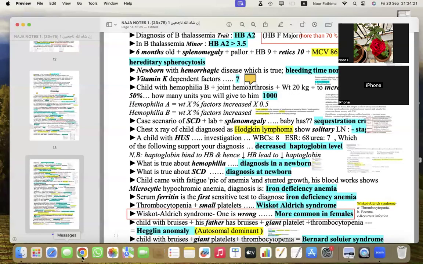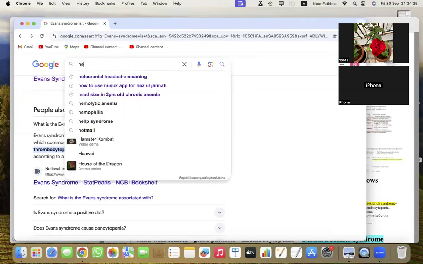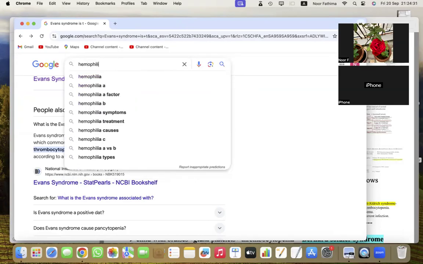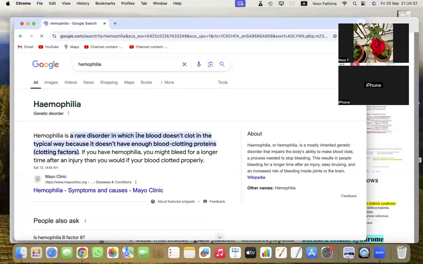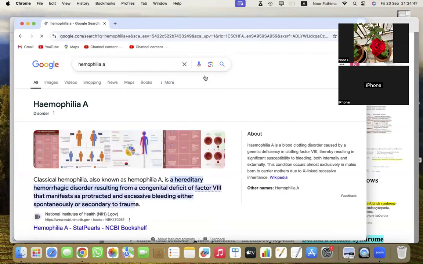So let's check about hemophilia A. Classical hemophilia is also known as hemophilia A, is a hereditary hemorrhagic disorder from a congenital deficit of factor 8 and manifests as protracted or excessive bleeding either spontaneously or secondary to trauma.